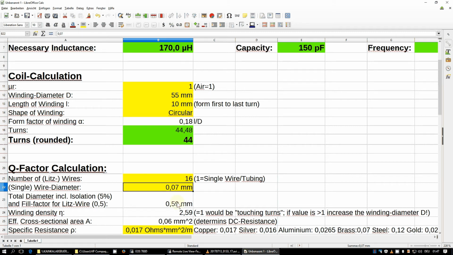You should compare here the diameter that you measure with a caliper with a true value, because you still have the insulation. There's usually a silk outer insulation on Litz wire. And so compare this, and if there's a great deviation between the calculated value and the measured value, just manually input this here.